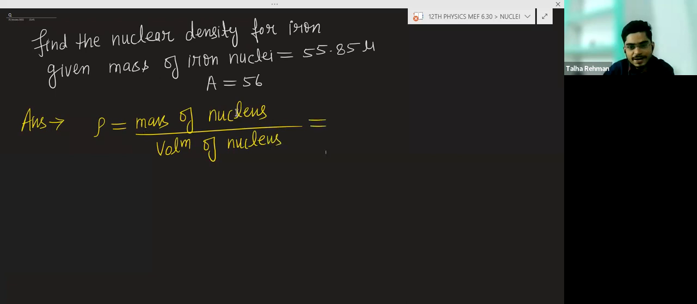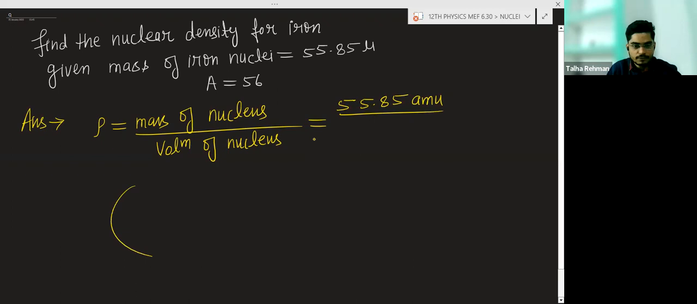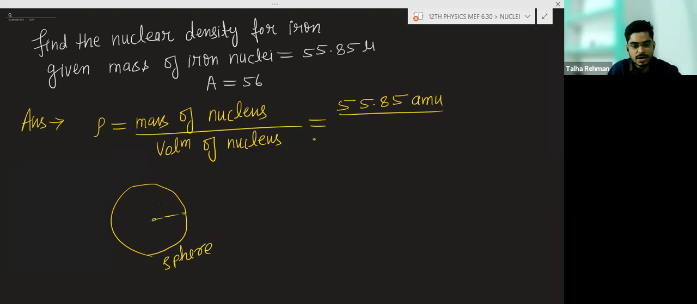So the mass of the iron nucleus is given as 55.85 u, and u means AMU. And this is divided by the volume of the nucleus. Okay, so we considered the nucleus as spherical in shape. R is the radius of the iron nucleus.